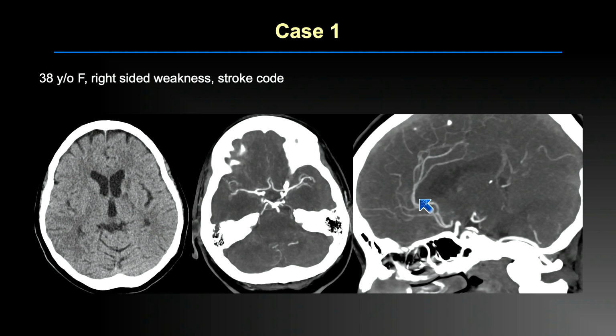If you look at the CTA, this is a very abnormal CTA for a 38-year-old. Lots of irregularities. If you look at these ACA branches, for example, here there's a focal stenosis, and these MCA branches are kind of ratty and irregular. It wouldn't be unreasonable to raise the possibility of maybe CNS vasculitis. Atherosclerotic disease is still possible, but it would be unusual for this age.